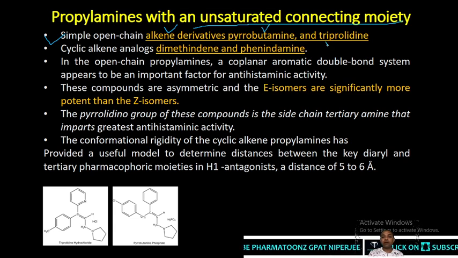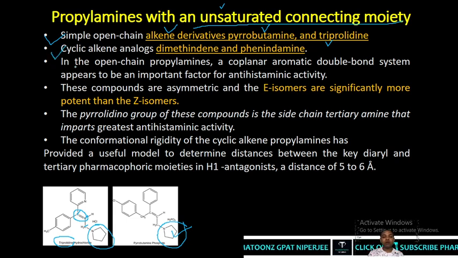Examples are pyrrobutamine and triprolidine. If you look at the structure of triprolidine, carbons 1, 2 and 3, where the first and second carbons are doubly bonded, that is why it is called an unsaturated connecting moiety with the nitrogen, where the nitrogen is a part of the ring system. In the previous example there was a dimethylamino group, while in this unsaturated connecting moiety the nitrogen is part of the ring, and the ring present in both structures is the pyrrolidine ring system.